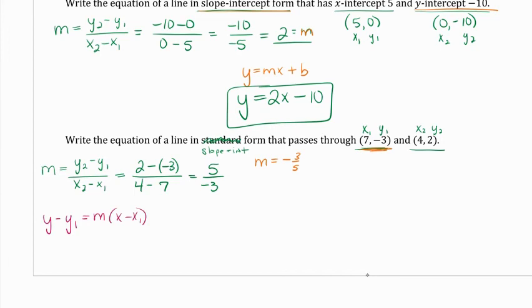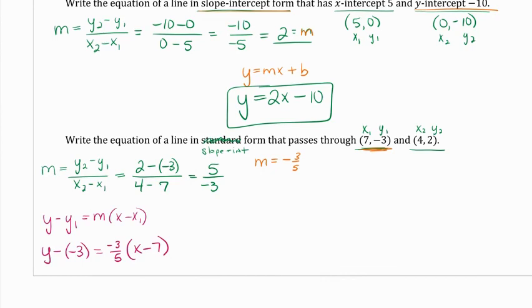And plug your stuff in, right? So y minus y1. Now, it actually doesn't matter. You can pick either point here. It's totally up to you. I'm going to use the one that I went ahead and labeled x1 and y1, but you could use x2 and y2. It doesn't matter which one. So y minus, I'm going to plug in negative 3 for my y1 equals my m is negative 3/5. And then x minus my x1 was 7, right?